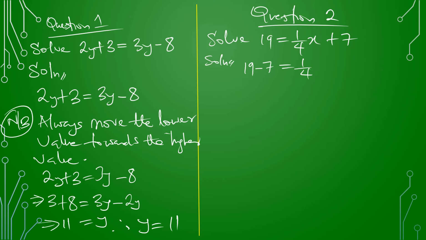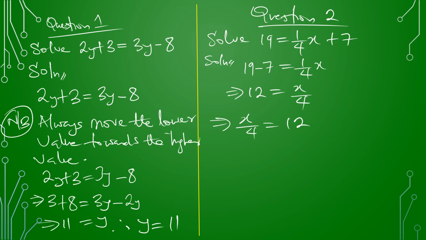Remember, this is 1 over 4 times x. So 19 minus 7 is going to be 12. This simply means that 12 is equal to x over 4. Remember, 1 over 4 times x is equal to x over 4. Now, this can also be written as x over 4 is equal to 12. I want you to take note of that.